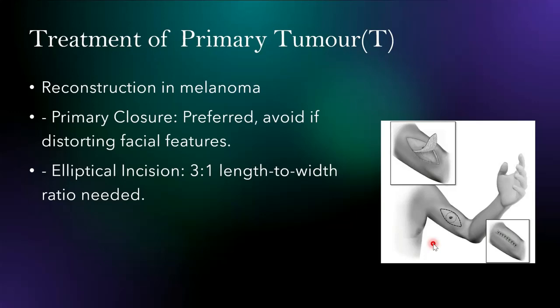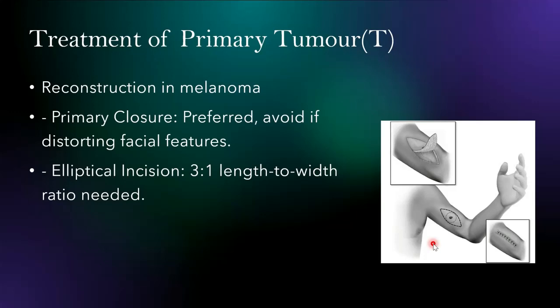Now, treatment of the primary tumor, reconstruction of melanoma. We can excise the tumor. How will we get a skin cover? How will we reconstruct? Primary closure is the preferred method, but if it is in the face, it can distort. If it is a larger melanoma, there can be distortion of the face or the facial features. Then we have to think of other reconstruction methods.